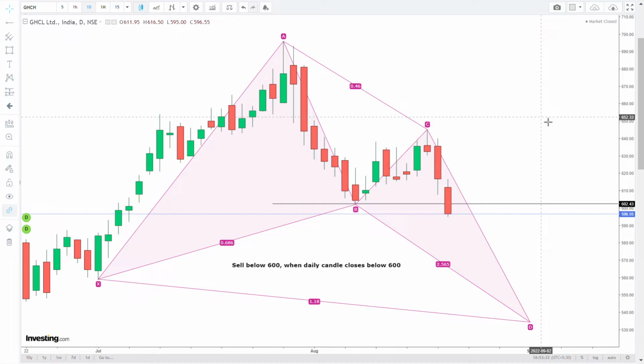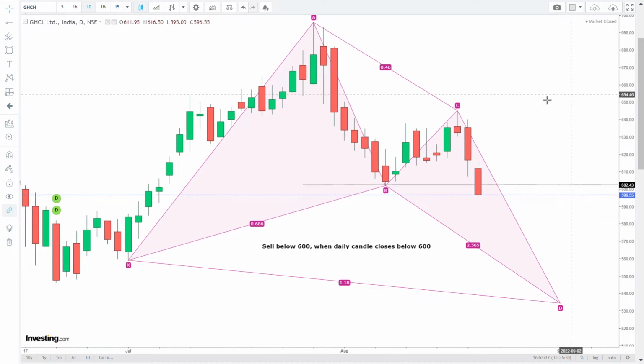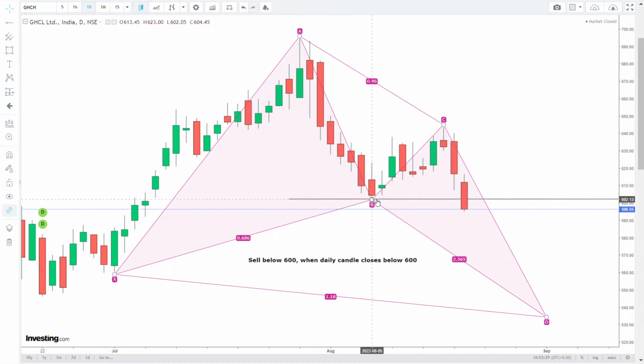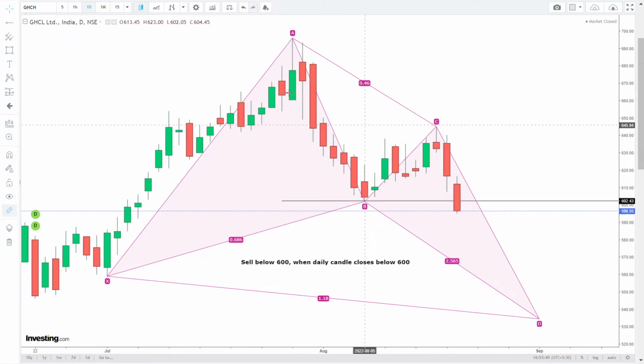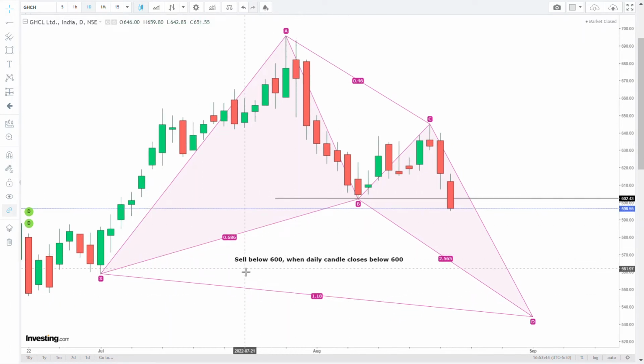So as you are seeing in the picture, GHCL has broken its main swing low of this 603 level and given a close below the 600 level in today's daily candle. So what we can accept here is that I have already written here: sell below 600 when the daily candle closes below 600.